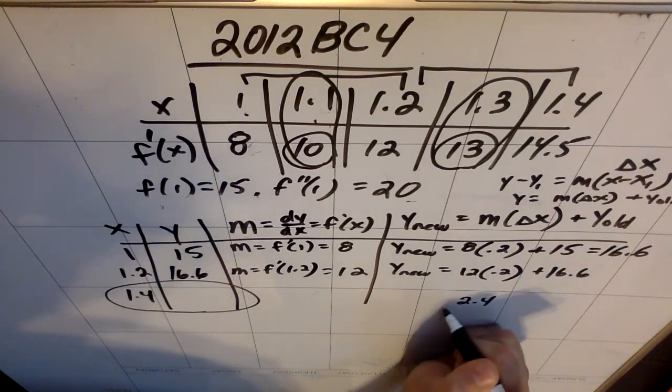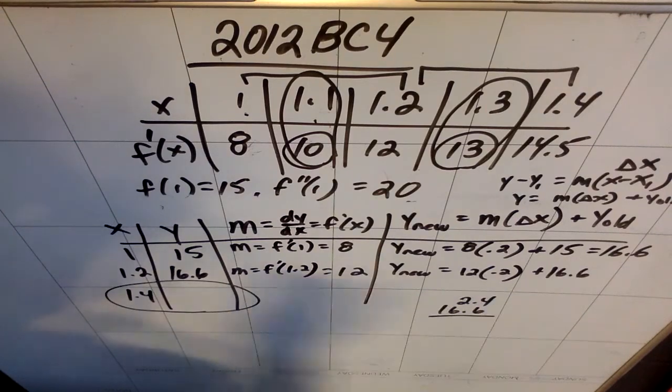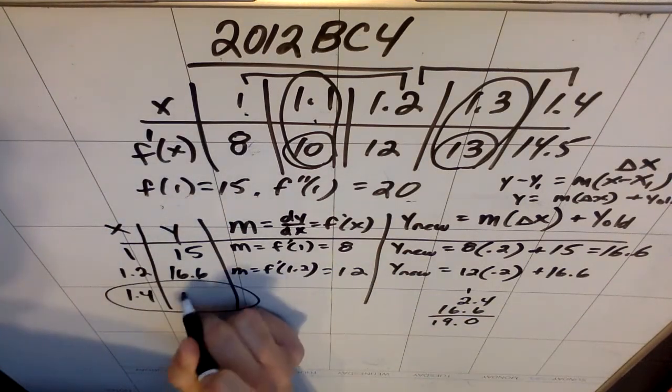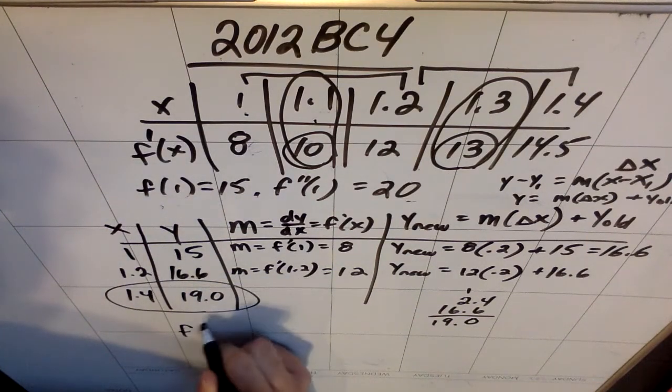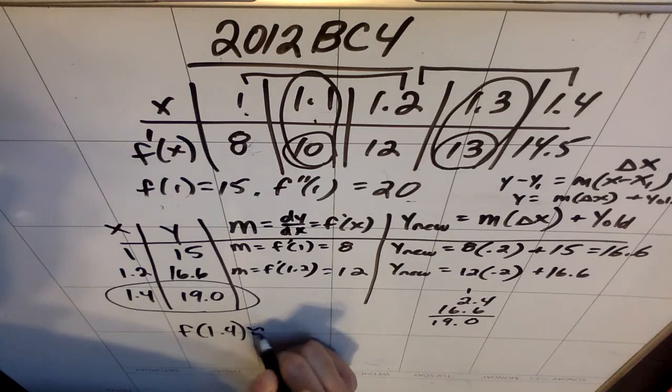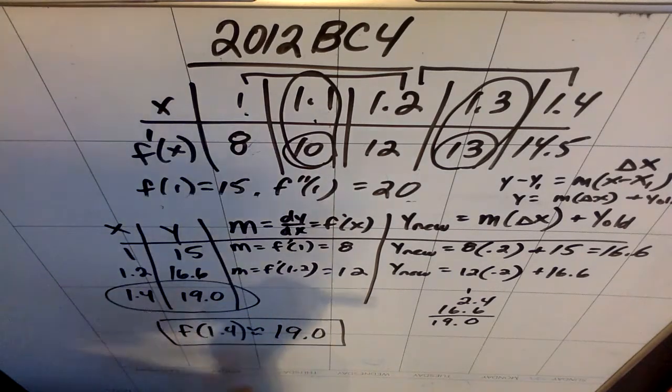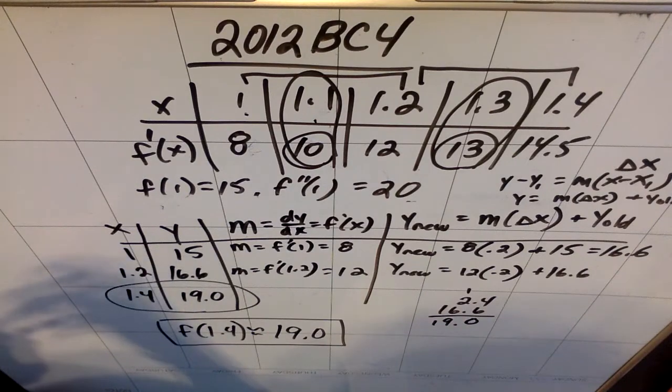Don't be too proud to write 2.4 plus 16.6, because boy, are you going to be mad if the reason you got the question wrong on the AP is that you were too proud to add carefully. So you end up getting a 19.0, so f of 1.4 using Euler's method with those 2 steps is approximately a 19. I'd put the 19.0 because we did the work to find the 0.0, so that's correct.